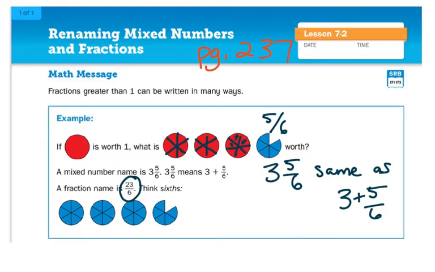Shade those all in because the whole circle is filled. If I counted that all up, I would get 23/6. There's 6/6 here, plus 6/6, plus 6/6. 18 plus 5 is 23/6.